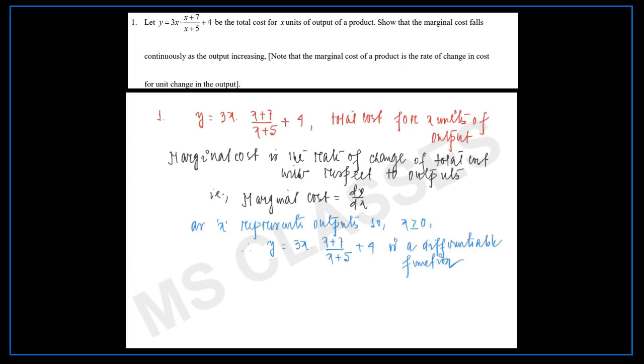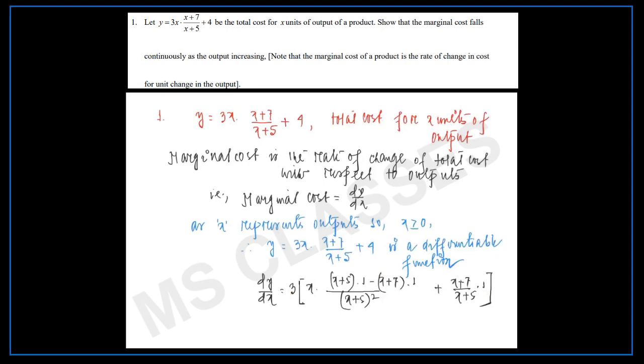Now we differentiate this with respect to x. 3 is a constant, we keep it outside. Now it is a u v rule. So u dx of v, so this one is (x plus 5) into 1 minus (x plus 7) into 1 by (x plus 5) whole square, plus (x plus 7)/(x plus 5) into 1. And dx of 4 is 0. So this is what we have got: 3 outside, u dx of v plus v into dx of u.